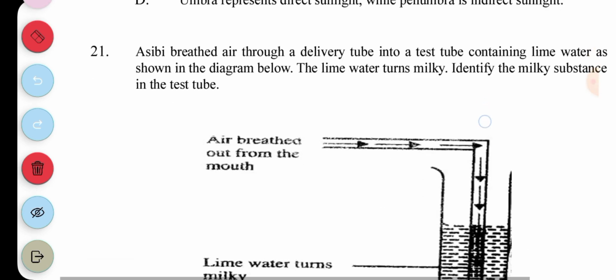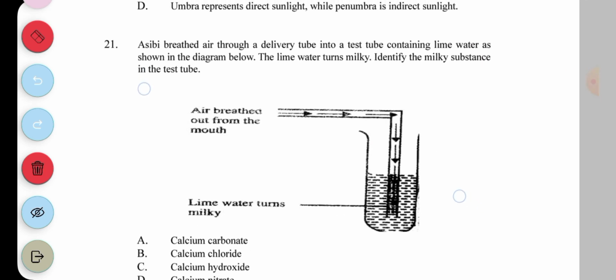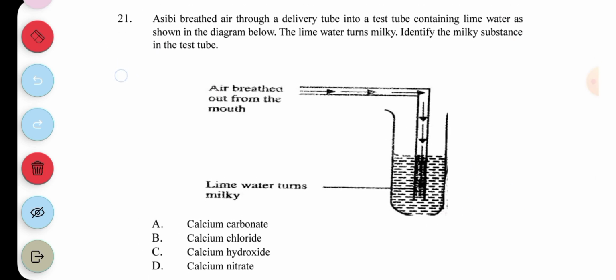Question 21. A student breathed air through a delivery tube into a test tube containing lime water, as shown in the diagram below. The lime water turns milky. Identify the milky substance in the test tube. A. Calcium carbonate, B. Calcium chloride, C. Calcium hydroxide, D. Calcium nitrate. And the answer to question 21 is A. Calcium carbonate.